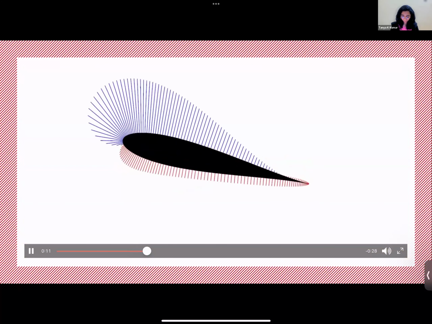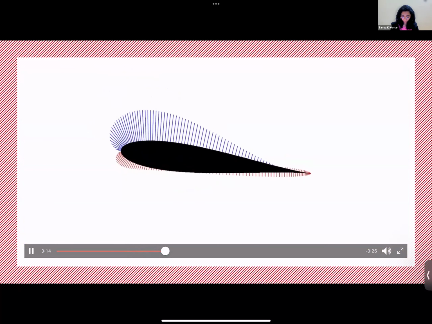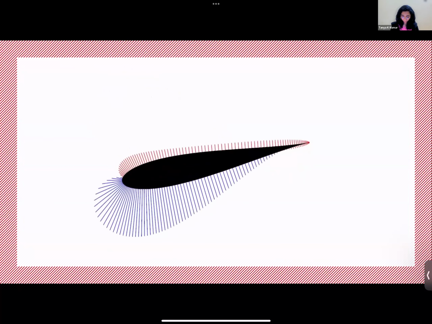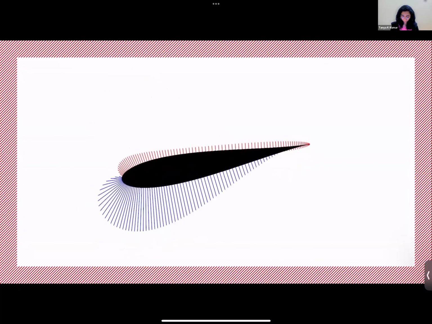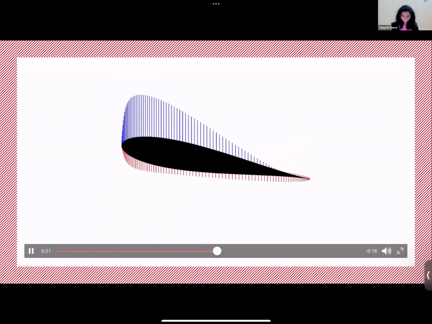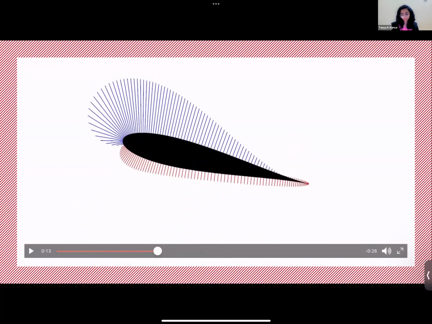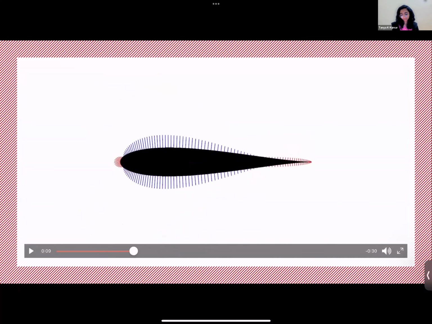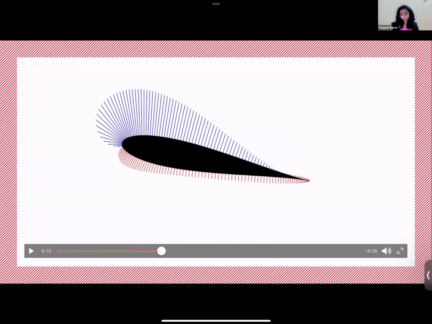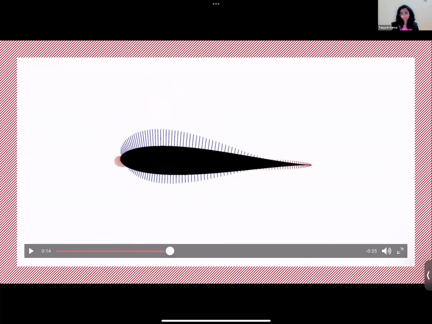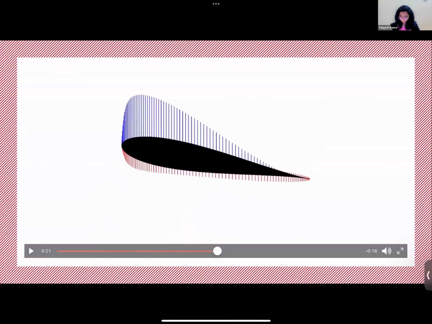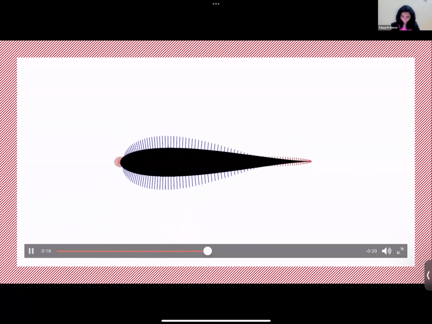Next animation. What did that represent? This one, what do you think it represented? It was a net normal force, okay? Net normal force acting on the airfoil. Now let's look at the next one. This is the next animation.